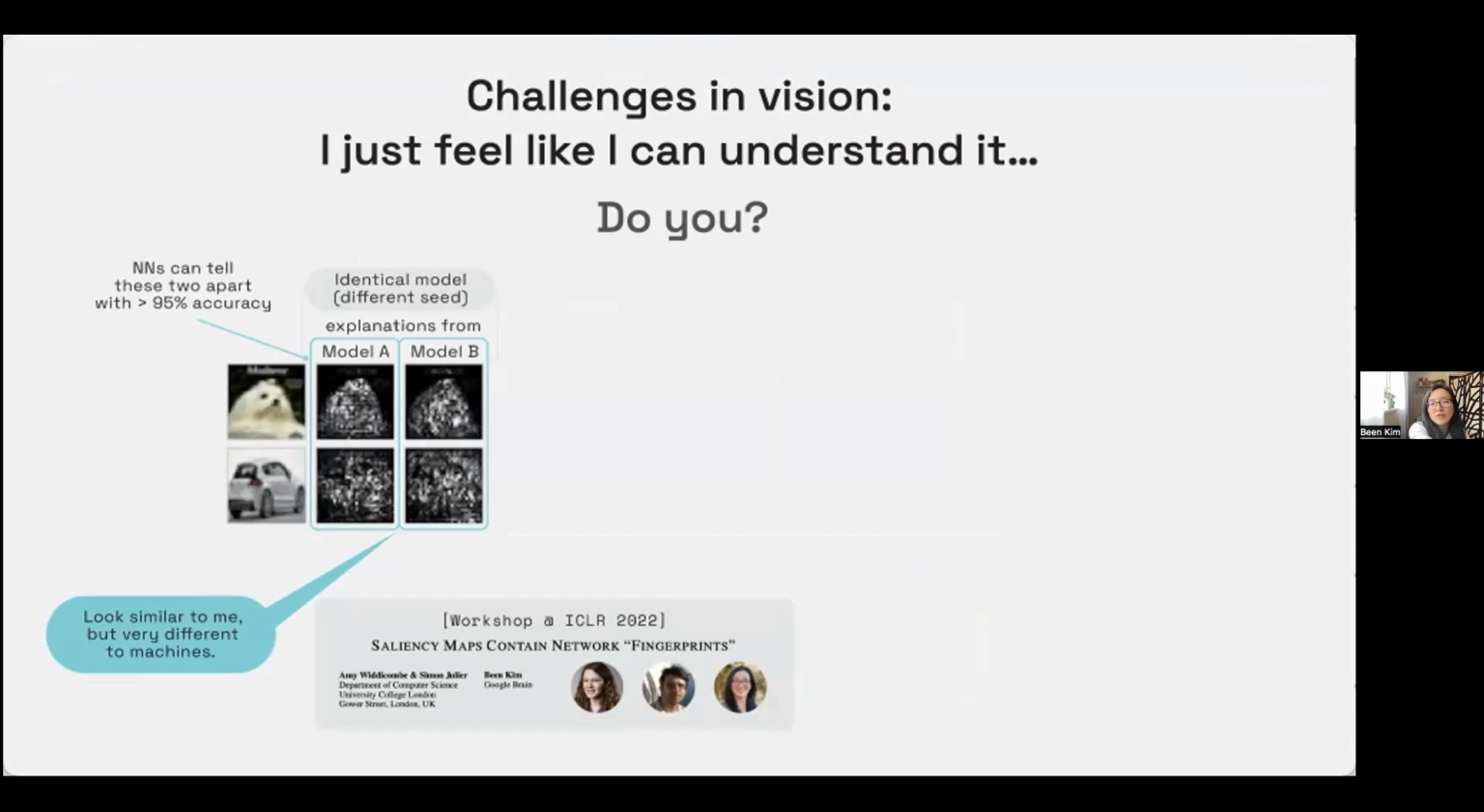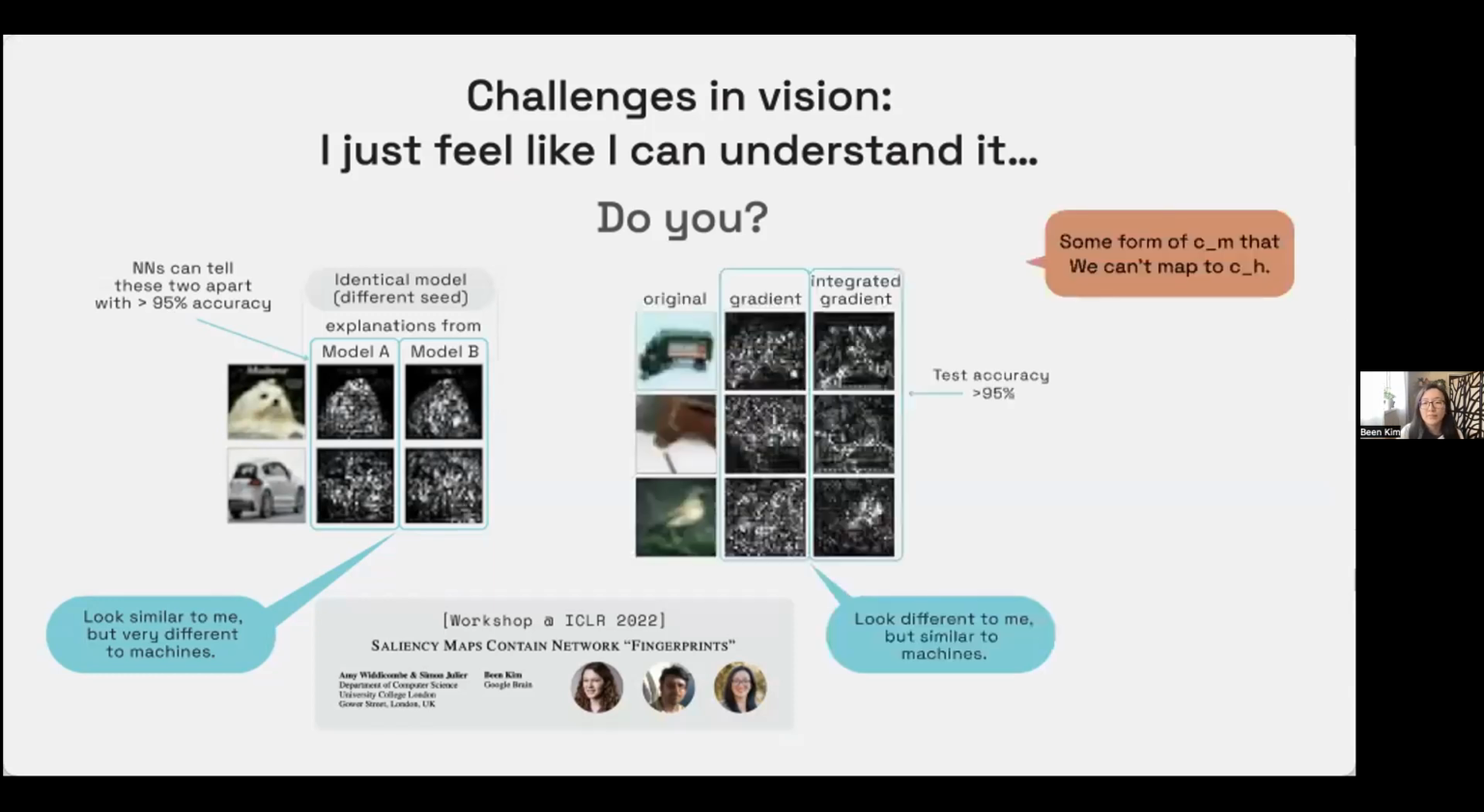So when we train a neural network to tell apart these two sets of explanations, it can tell which model an explanation comes from with very high accuracy, above 95%. Even when these two models are essentially identical in every other way, other than a different seed, the data, the architecture, all the same. And the other way around is true too.